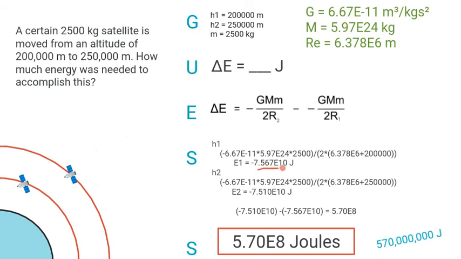We get this number for the initial, and then after the final, we get this number because we have a higher altitude here. So this is the final number. So we put the final number here and the initial number here. And we have a negative minus a negative equals this number. So 570 million joules of energy, or 5.7e8 joules.